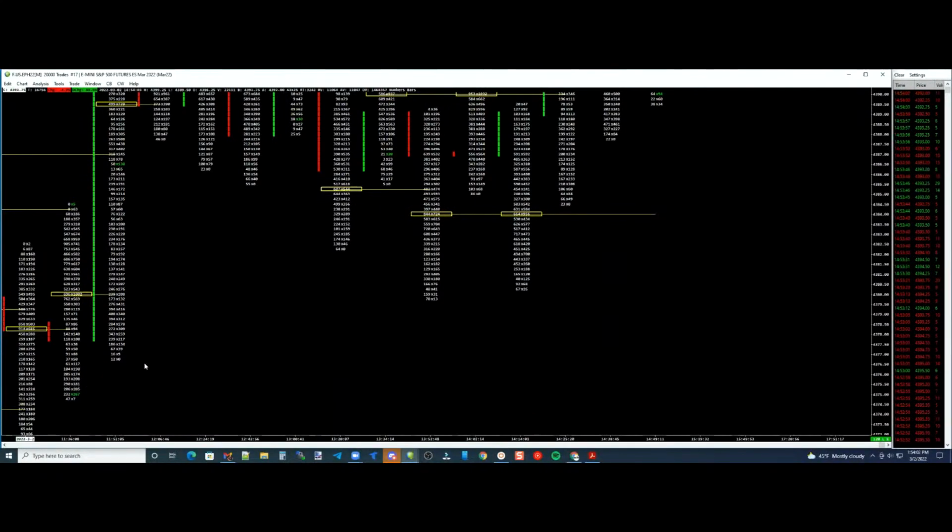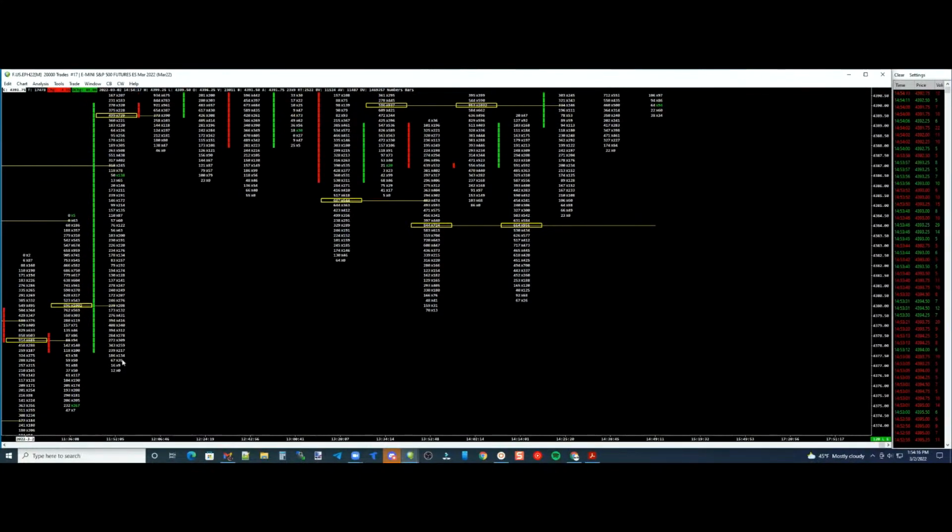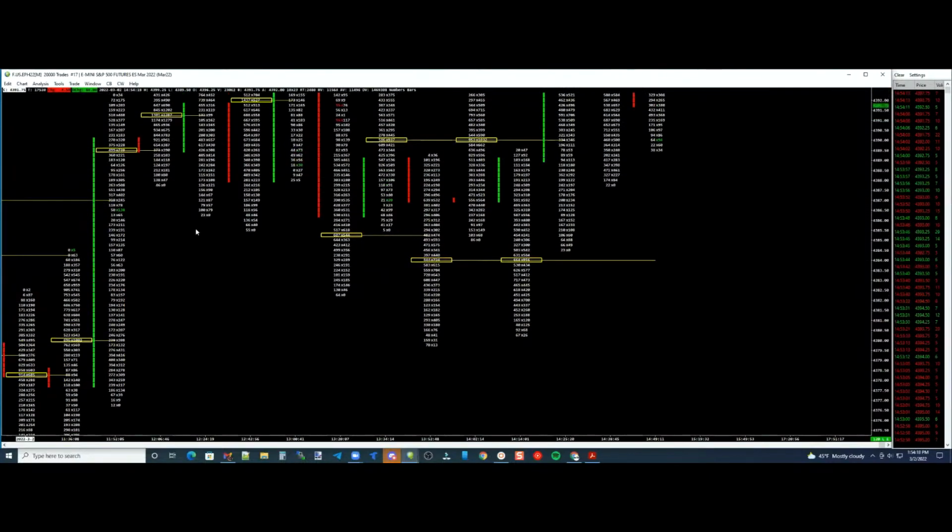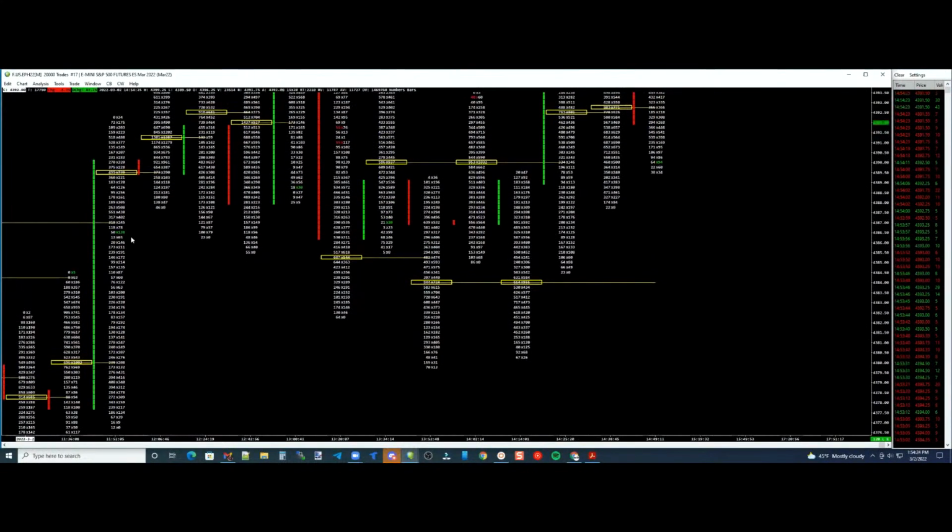But here's the thing, on a 5,000 trade bar, you're going to have 4 times as many extremes, right? Because each bar has its own high and low. But the extremes of the 20K will be the extremes of the 4 individual 5K, and you're going to get the same imbalances. But you're going to have more extremes as the bars are broken out. Does that make sense?